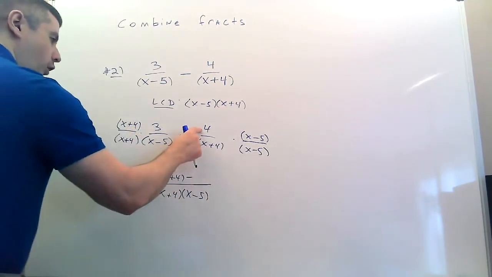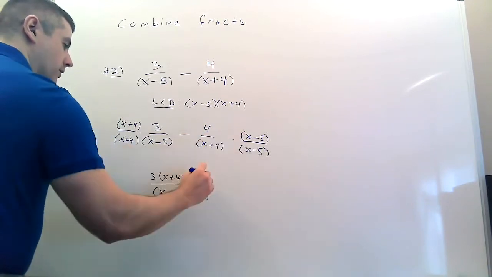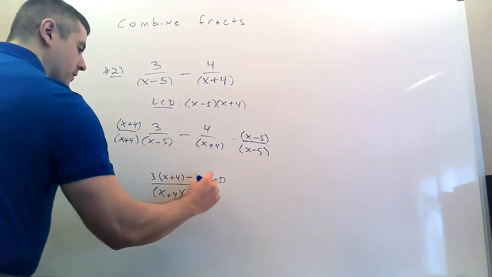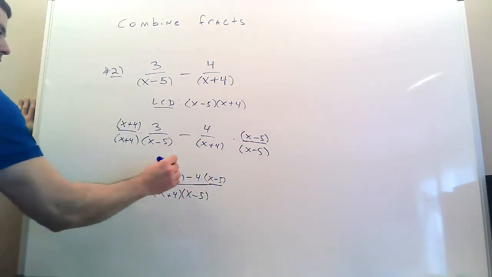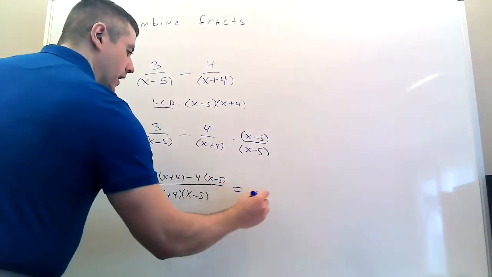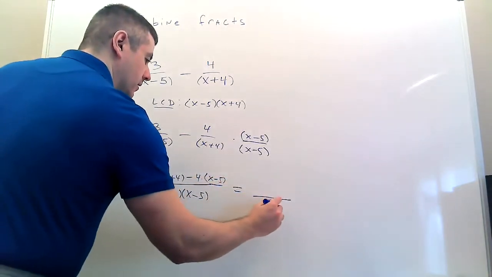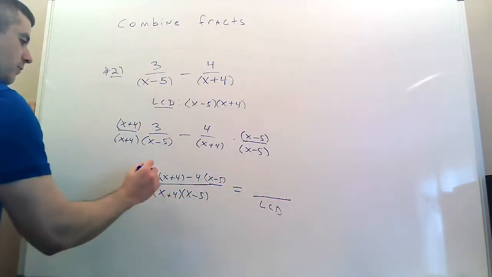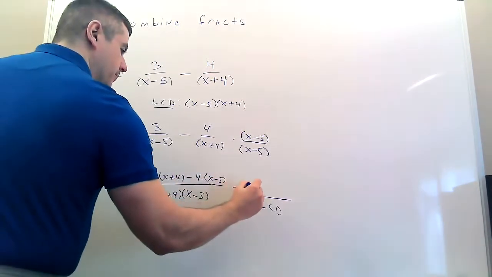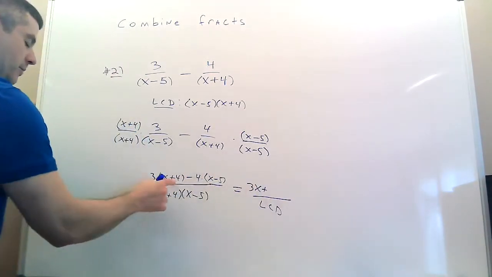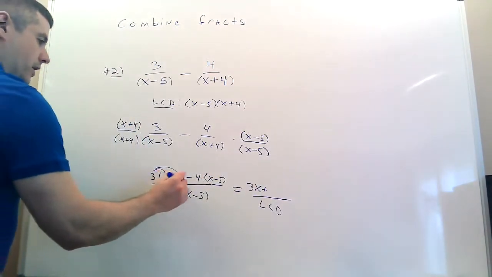take away 4 times x minus 5. Now you just have to multiply it all out. Collect everything. No, I'm going to be lazy. I don't want to write this 40,000 times. So I'm going to have 3 times x plus 3 times 4, right? Distribute one at a time.